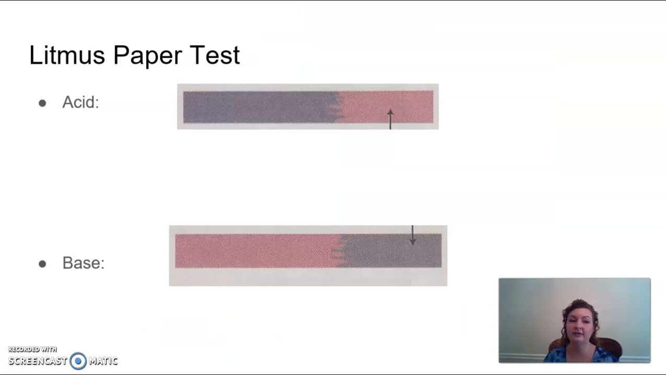Okay, the last thing to know is the litmus paper test. So we just looked at pH paper, which is different, right? Litmus paper is the last one. These are going to be strips of paper. They're called blue and red.